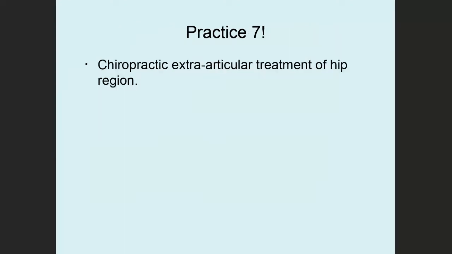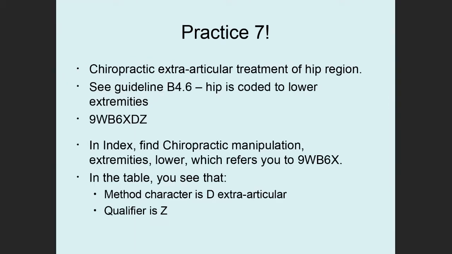So here's the practice. Chiropractic extra-articular treatment of the hip region. So the guideline B4.6 says the hip is coded to lower extremities. In the index, find chiropractic manipulation, extremities lower, which refers you to 9WB6X. That's only 5 digits, so you have to go to the table. The method value is D, extra-articular. The qualifier is Z. So the total code is 9WB6XDZ.